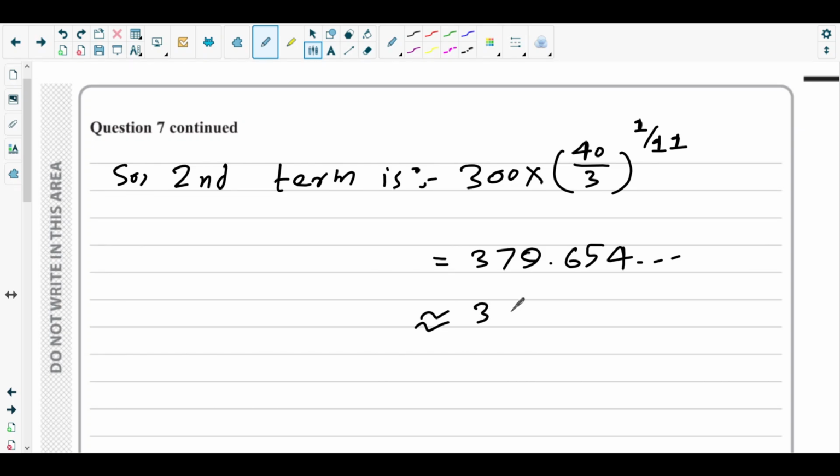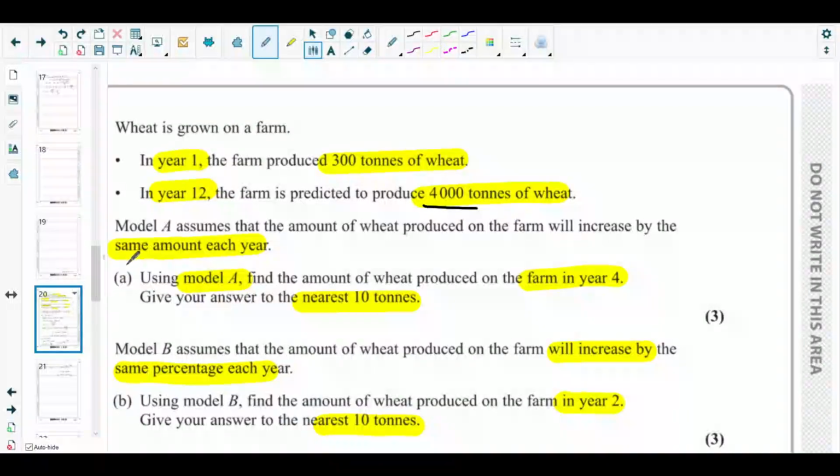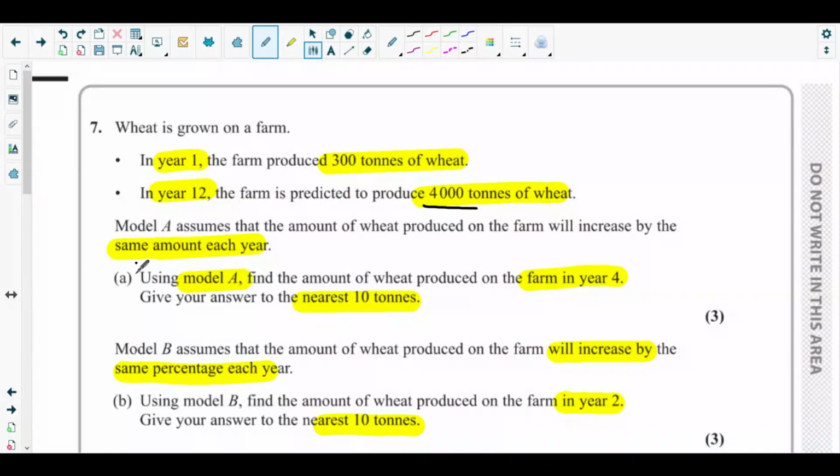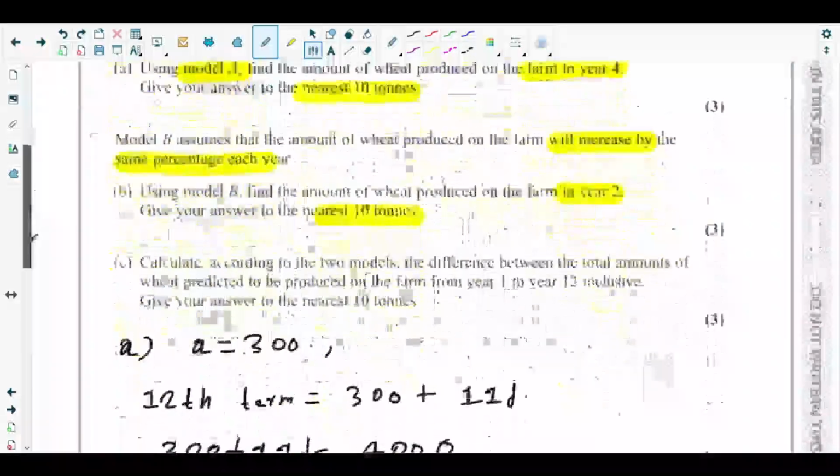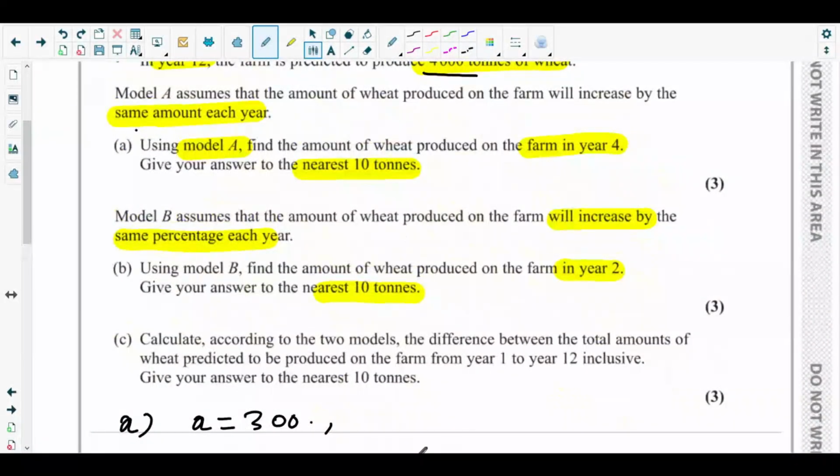Tenths, right? So 380 tons. That's the predicted amount of weight produced according to model B, geometric progression one. Okay, that's it.